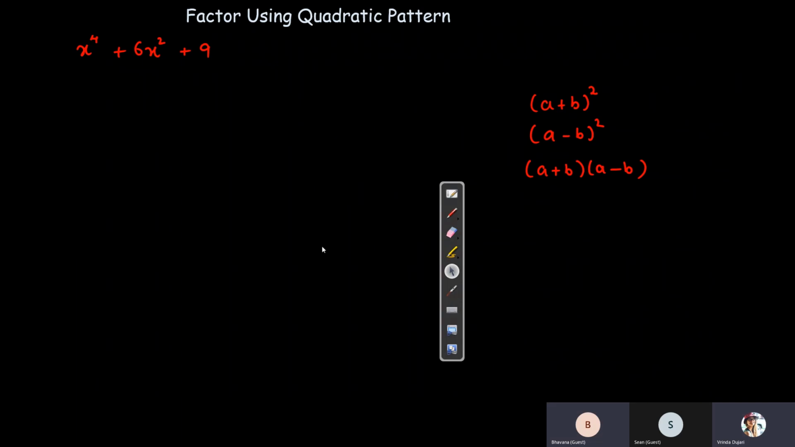Yeah, okay. So let's say we have x raised to 4 plus 6x squared plus 9. And every time, we will be using those three identities that I discussed in the last class. Those three identities are, can you guys tell me what is a plus b whole square, then a minus b whole square, and what is a plus b times a minus b? I think a plus b times a minus b is a squared minus b squared.